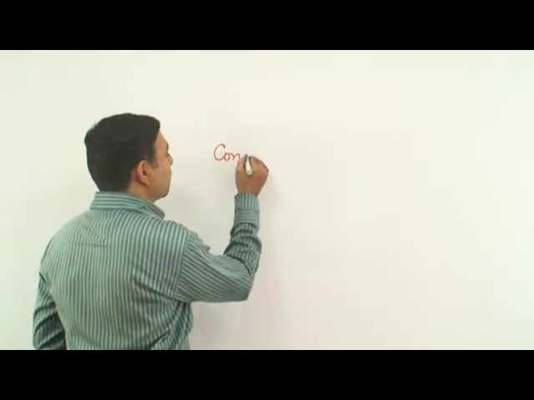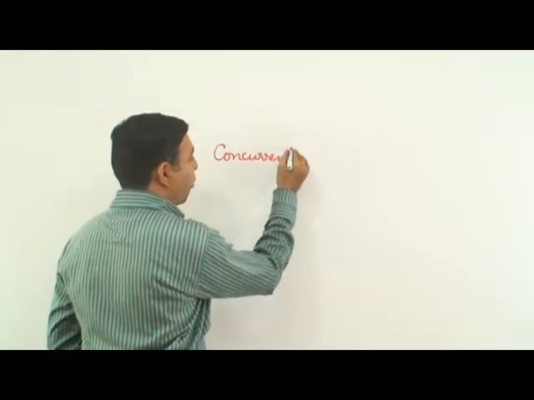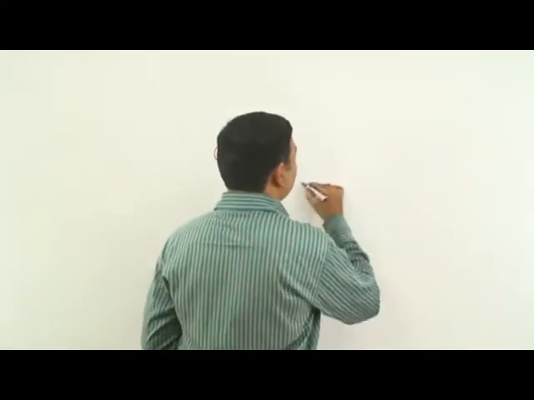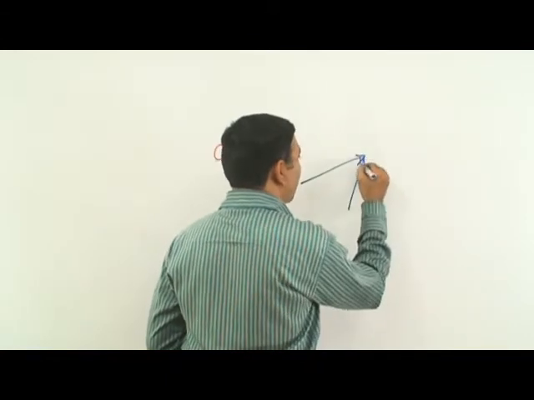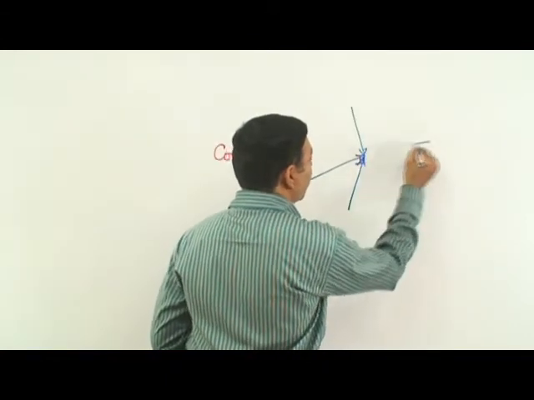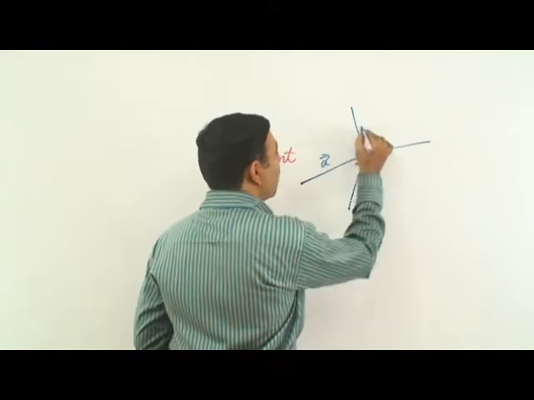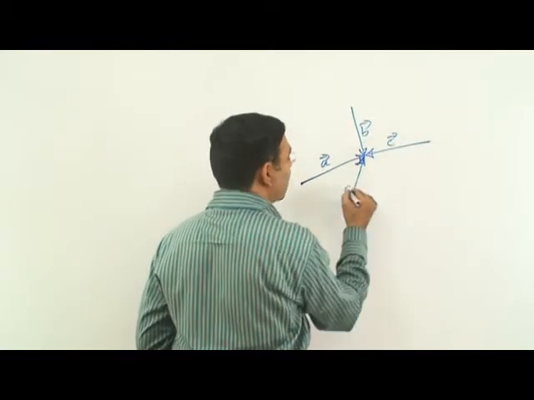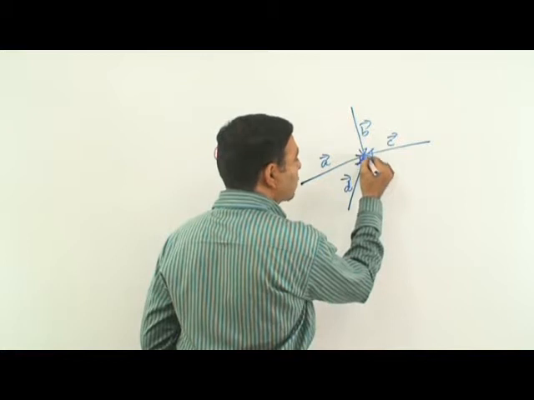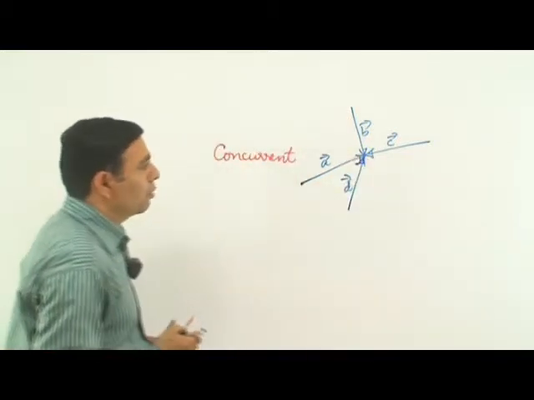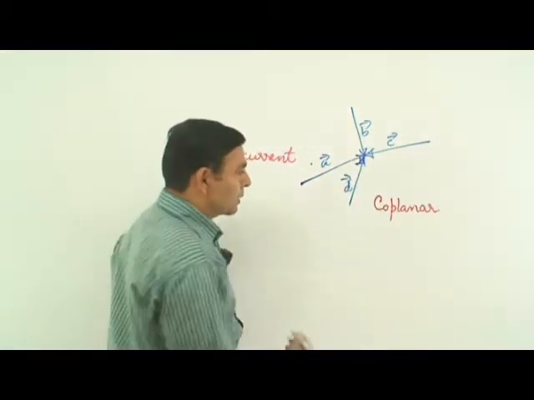Concurrent vectors means vectors acting at the same point. If all the vectors are acting at the same point, then they are known as concurrent vectors. Like, vectors A, B, C and D shown over here are acting at the same point, so they are concurrent. Let's now discuss coplanar vectors.